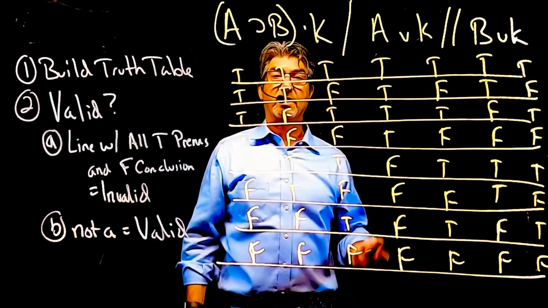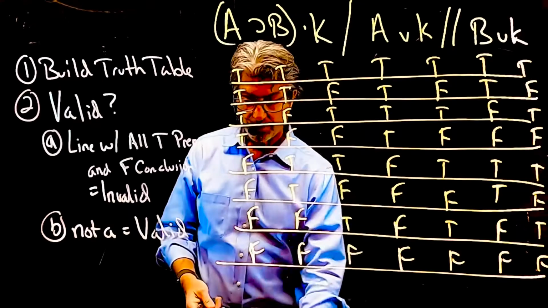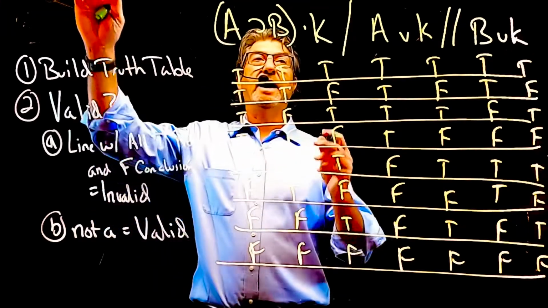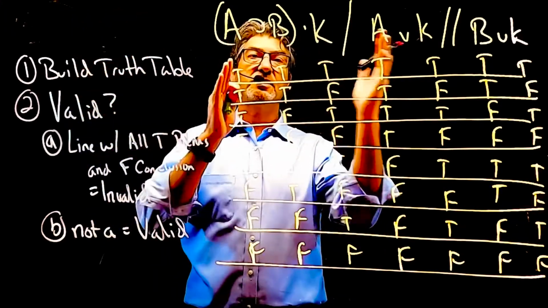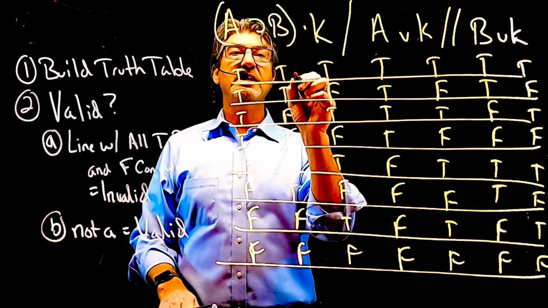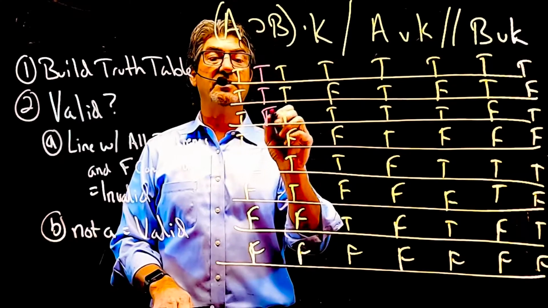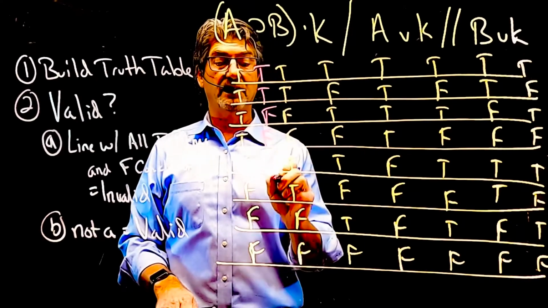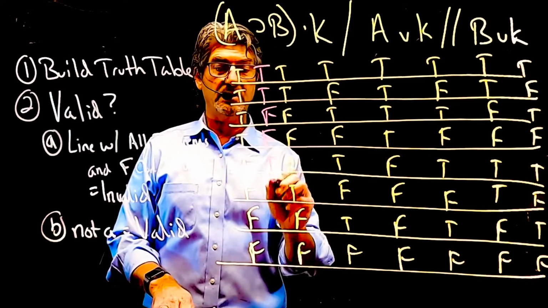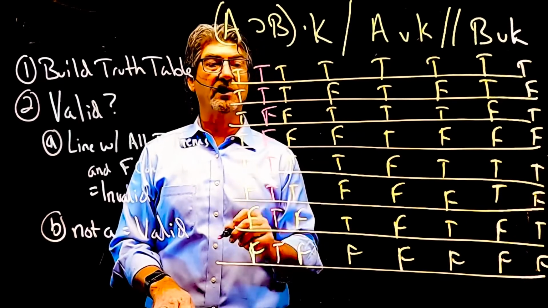Now you just end up working this out, just like we've been doing. Okay, so what do we have? Let's start here. I'm going to start within the parentheses and work my way out. I've got T horseshoe T is T. T horseshoe T is T. T horseshoe F is F. T horseshoe F is F. Then F horseshoe anything is T. That makes that a little bit quicker.